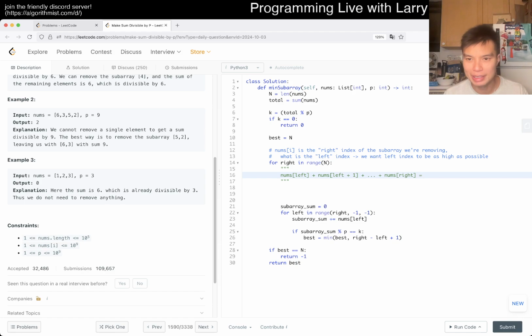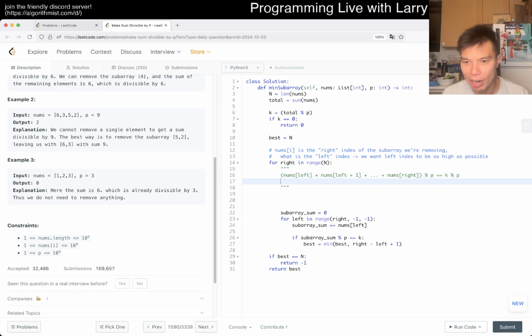We want this mod p to be equal to k, for the same reason that we have it here. And left should be as close to right as possible. We could talk about that part. So that means that if this is equal to k, then we can rewrite this a little bit, and technically we assume mod p on both sides.